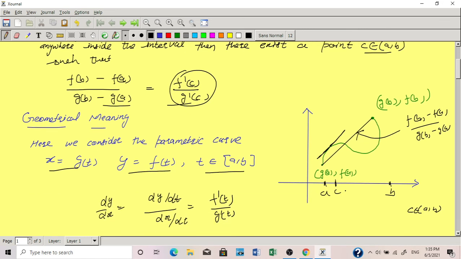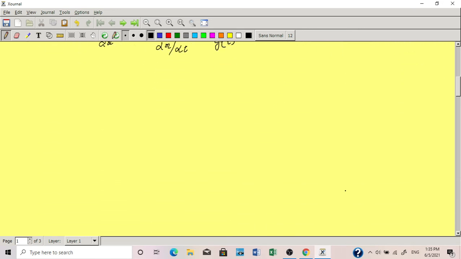Now let us prove this theorem. Proof of the Cauchy mean value theorem.